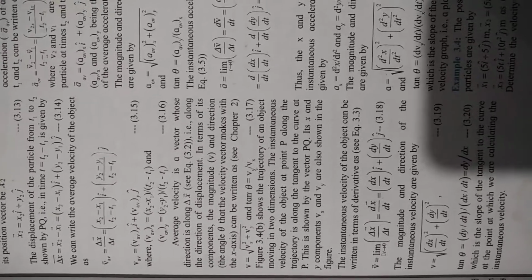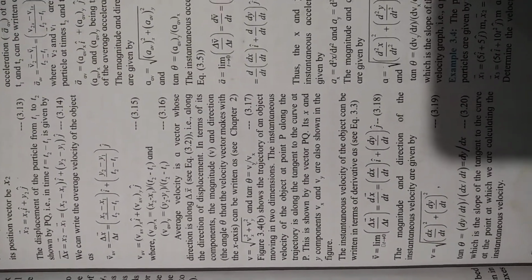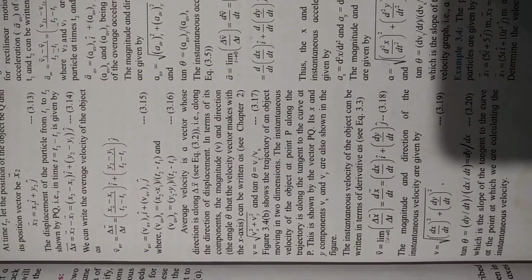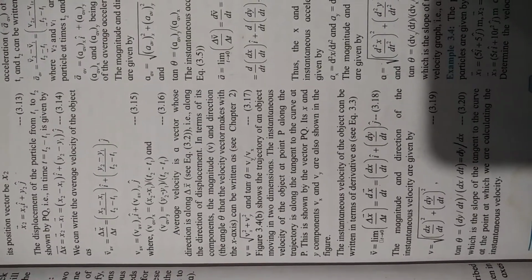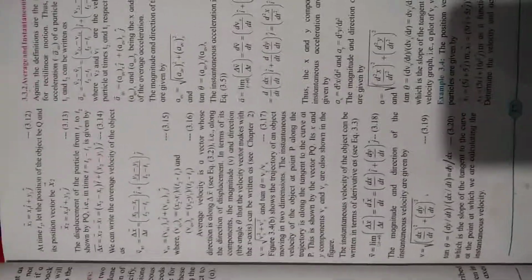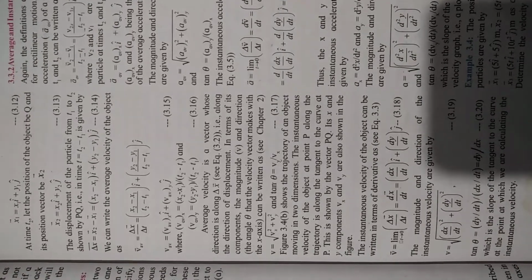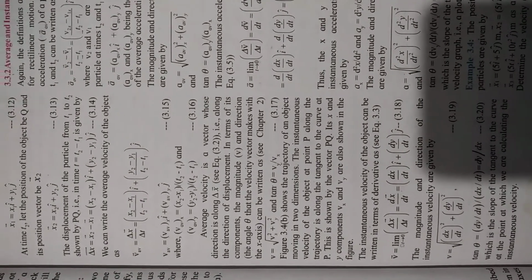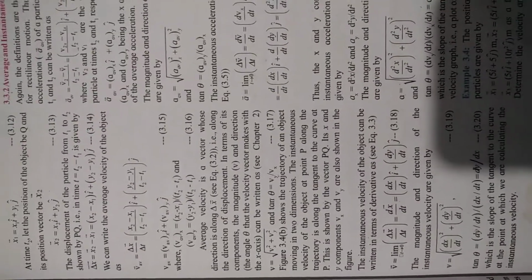Now, the average velocity is a vector whose direction is along its displacement. So in terms of components, the magnitude v and direction can be given by v is equal to under root of vx square plus vy square, and the direction, tan theta, theta is equal to tan inverse of vy upon vx.